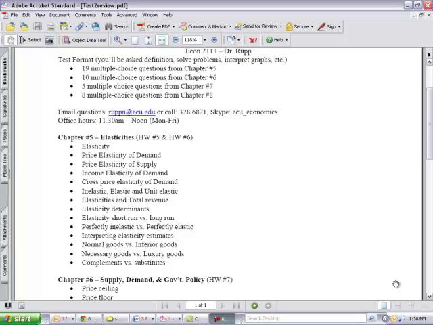But first, for Chapter 5, elasticities, it's really important that you understand the difference between the 4 different elasticity types. There are the price elasticity of demand, the price elasticity of supply, income elasticity of demand, and the cross price elasticity of demand. In addition to those 4 concepts, you need to know the link between how the price elasticity of demand influences revenues for a company.